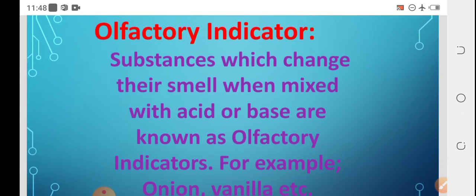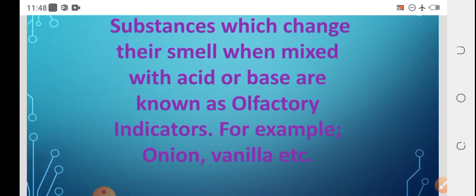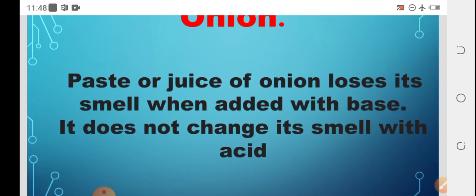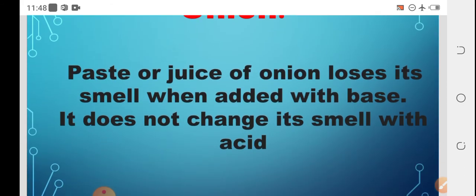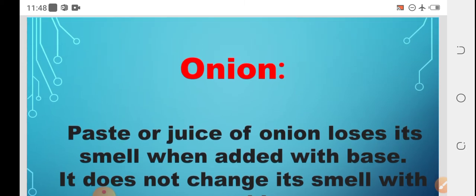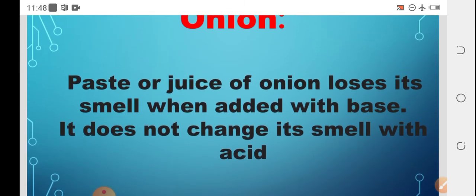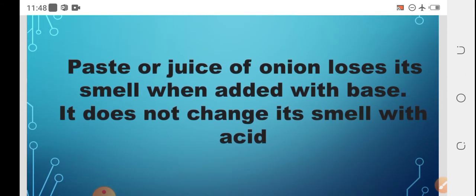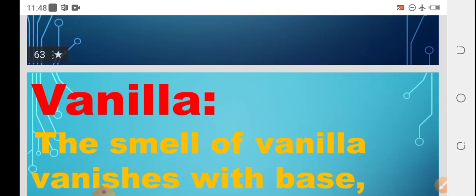Olfactory indicators: substances which change their smell when mixed with an acid or base are known as olfactory indicators. For example, onion and vanilla. Olfactory means relating to odor, that is smell, not color. Paste or juice of onion loses its smell when added to a base, but when added to an acid, it does not show any change.